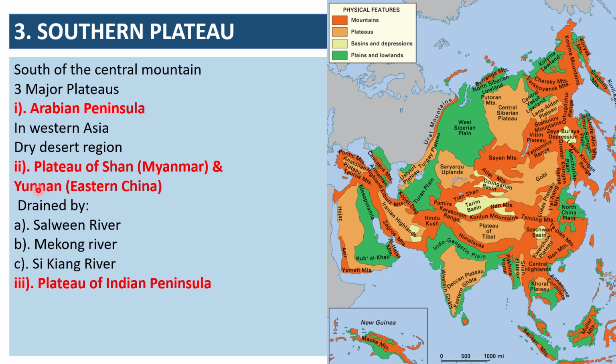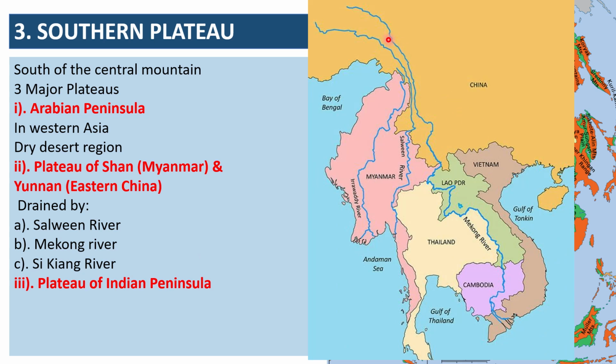Plateau Shan and Yunnan is drained by Salween River, Mekong River, and Sekyong River. This is a map of different rivers, and we know this river is Irrawaddy River, another is Salween River, and number three is Mekong River. These Salween River, Mekong River, and Sekyong River in China drain the plateau of Shan and plateau of Yunnan regions.